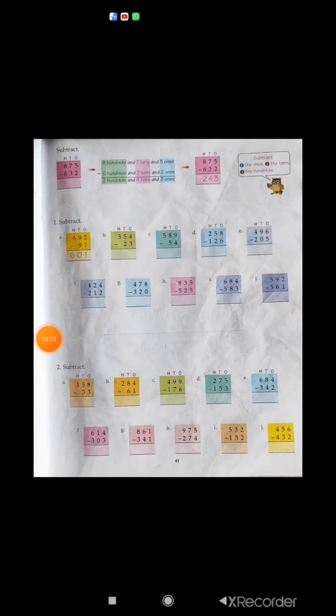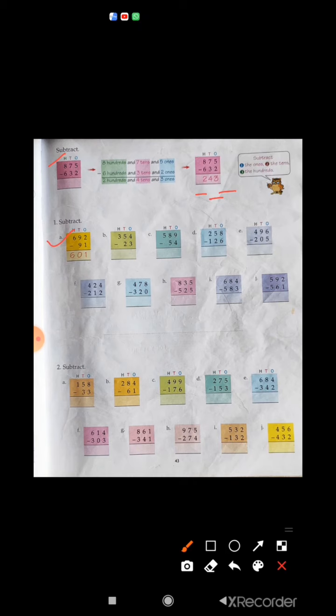Now come to page number 43, and here we will do subtracting hundreds. Here also an example is given. The question is 875 minus 632. So let's start. First we will subtract the ones. 5 minus 2 is 3. Now subtract the tens. 7 minus 3 is 4. Now subtract the hundreds. 8 minus 6 is 2. Like this you will do. The answer is 243. Now come to exercise part.